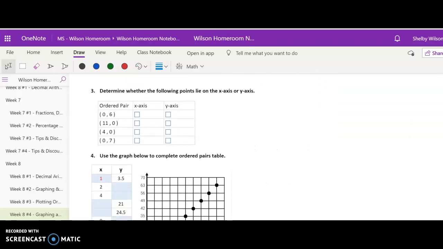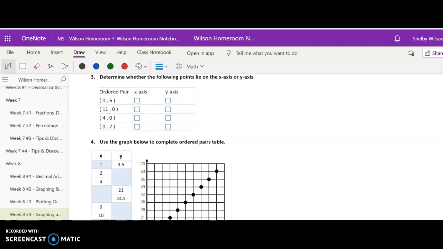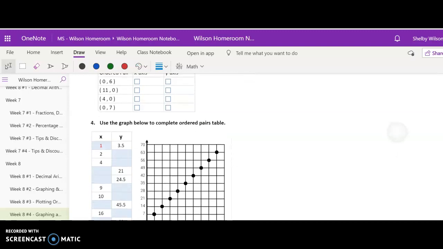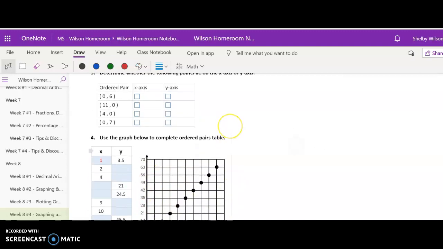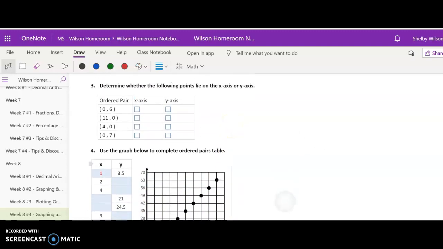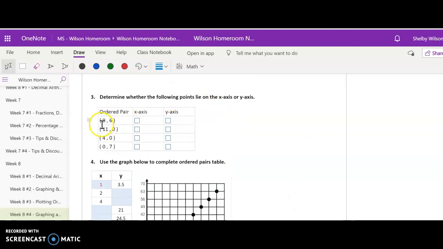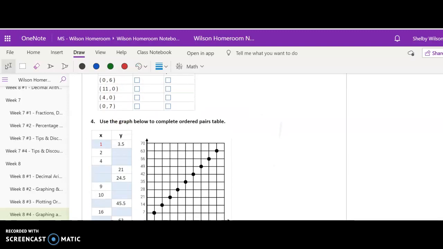Then on number 3, there's 4 ordered pairs that we give you. You need to be able to tell us which axis the ordered pair would lie on. So if you plot that point, is it going to end up on the y-axis or the x-axis? So remember the order of your variables when you're plotting them. Which one goes first, which one goes second. That way you know which one would go on which axis it would go.